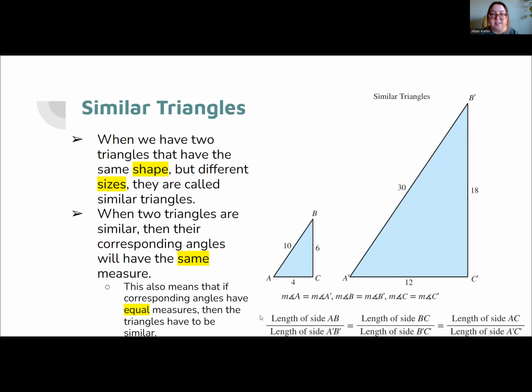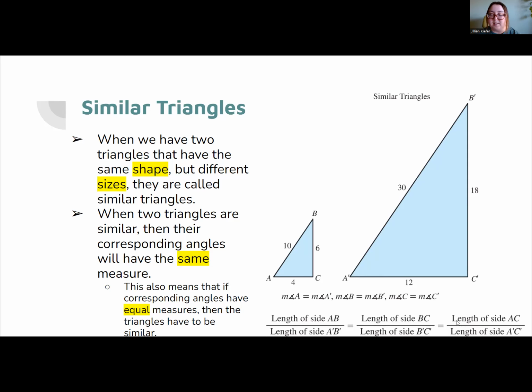This also tells us that the side length ratios are also equal. So the length of side A to B and the length of side A apostrophe to B apostrophe should be equal ratios. Same thing with length B to C, which should have an equal ratio to B apostrophe to C apostrophe. And lastly, the length from A to C should be the same ratio as the length from A apostrophe to C apostrophe.